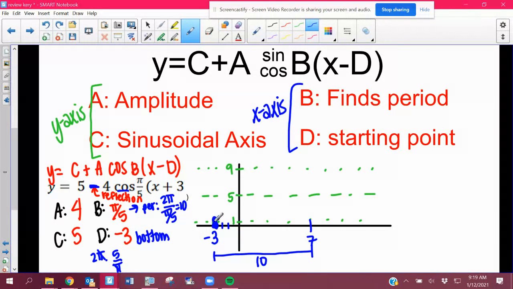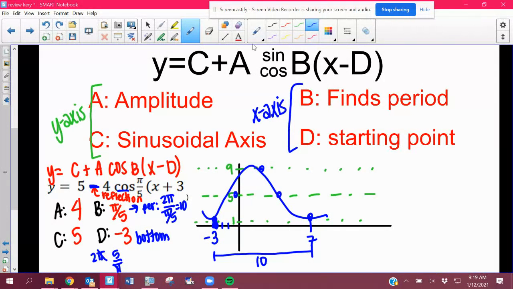Okay, so I'm going to start at my down point, have a middle point somewhere, a top point, a middle, and then at 7, I should be back down to that bottom point. Well, I sort of hit my points. I tried. Okay, again, we're not judging your ability to draw the graph. We're judging your ability to label the axis.